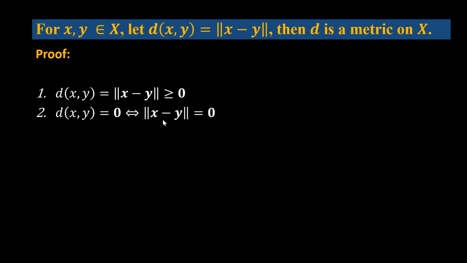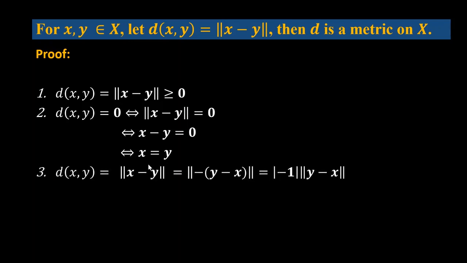So this implies x minus y equal to 0, that means x is equal to y. And the third condition: we have defined d(x,y) equal to norm of x minus y. Here we interchange x and y, and write it taking minus 1 outside. Then by using the property of norm, we can write this as mod of minus 1 into norm of y minus x. So mod of minus 1 is 1, and norm of y minus x is equal to d(y,x). So we can write d(x,y) equal to d(y,x).